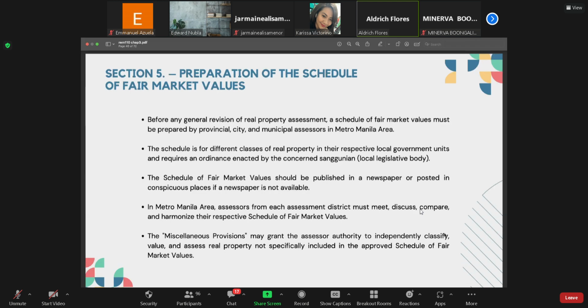Sabi din, sa Metro Manila daw, dapat mag-discuss, mag-compare, and harmonize yung mga arrive na fair market values, yung mga district assessors para mapanatili yung fairness and uniformity. Kung under naman sa miscellaneous provisions, sabi lang, may dito sa batas na allowed yung assessors to independently classify, value, and assess yung isang real property na hindi kasama sa approved SFMB. So, sa next slide po.